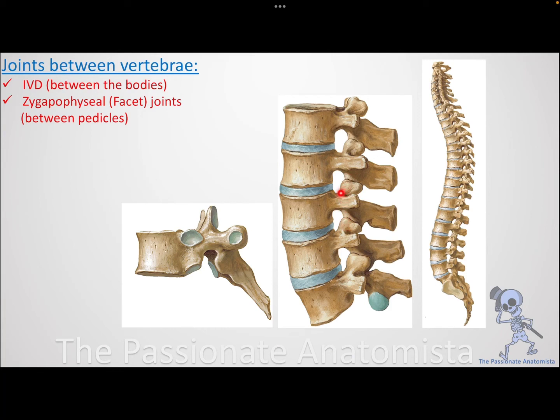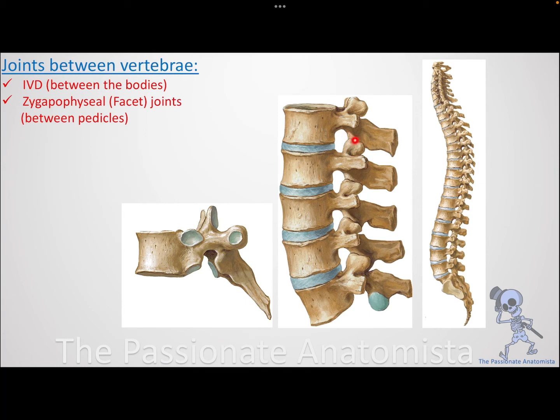And here I can have a connected column. So I have connection between the bodies, and I have connection between the articular surfaces. And these are what we call the facet joints. I call them the zygapophyseal joints. All right, so these are the facet joints between the pedicles.